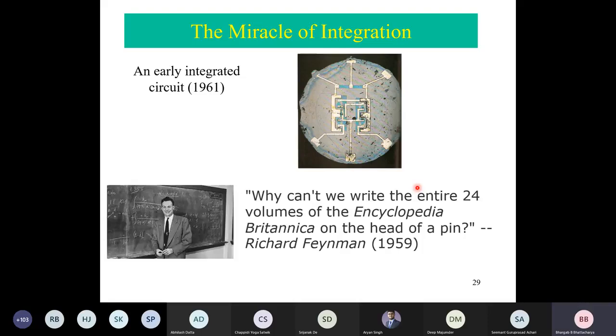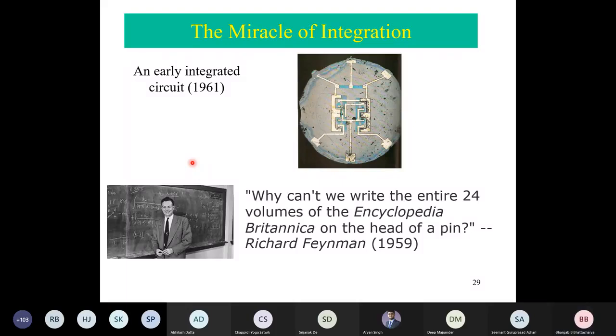So then, a couple of decades ago, Richard Feynman, the famous physicist, the Nobel laureate, asked the following question: why can't you write the entire 24 volumes of Encyclopedia Britannica? During that time, we didn't have Wikipedia. We had Encyclopedia Britannica, and it's 24 volumes. It is supposed to have almost every piece of information available during that time.